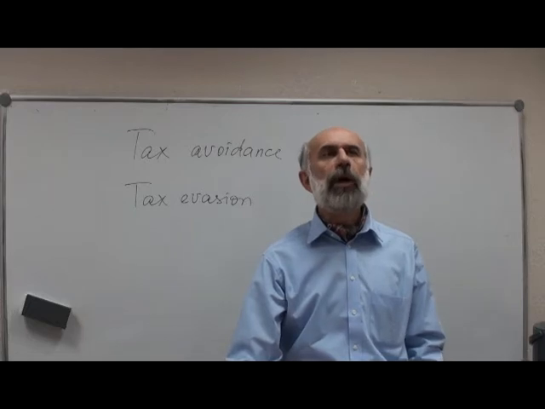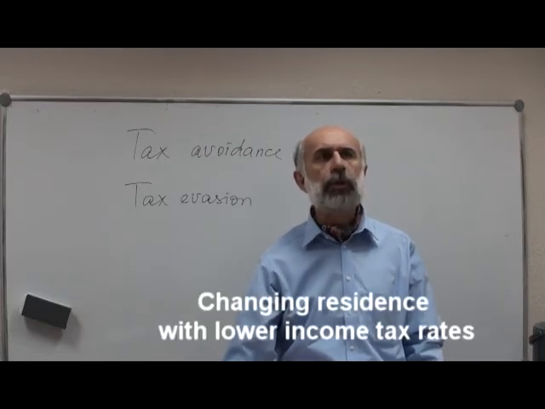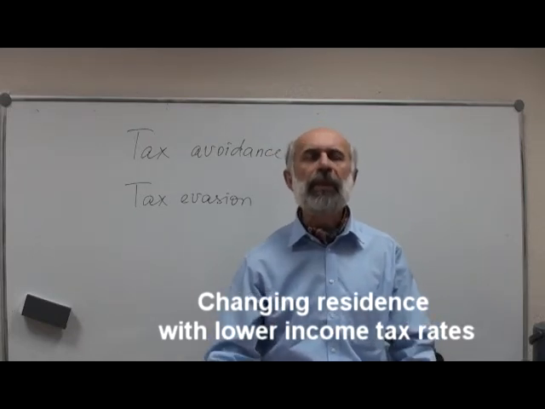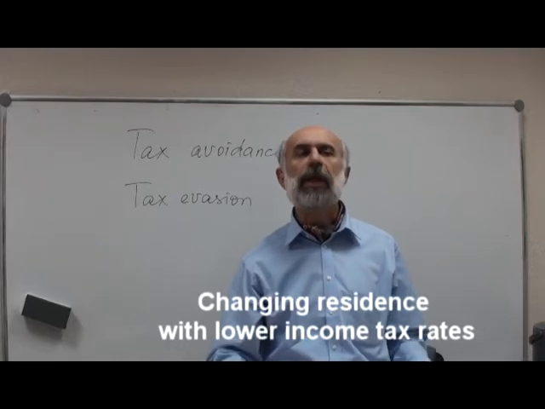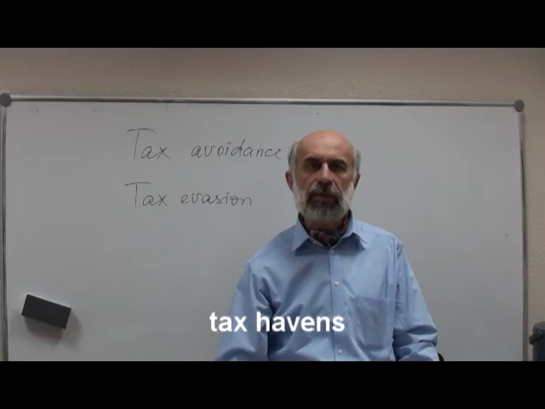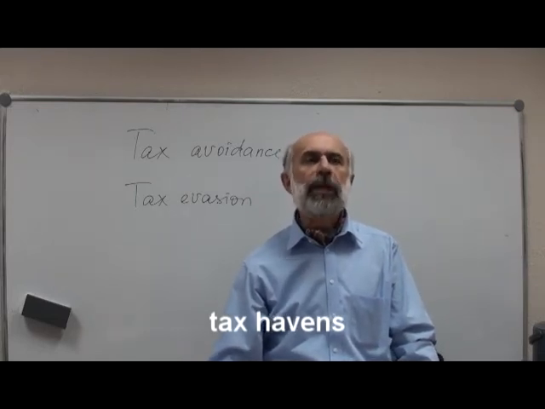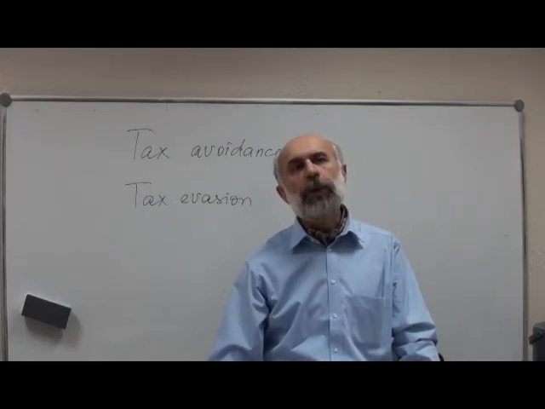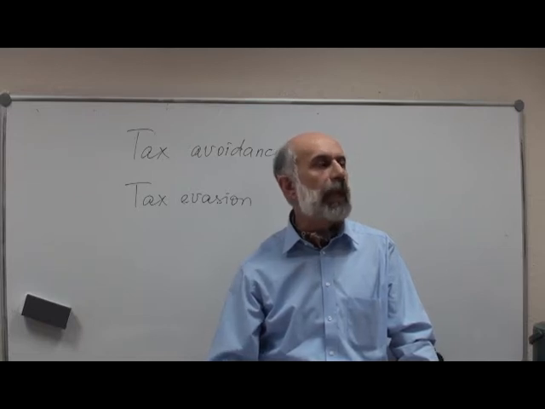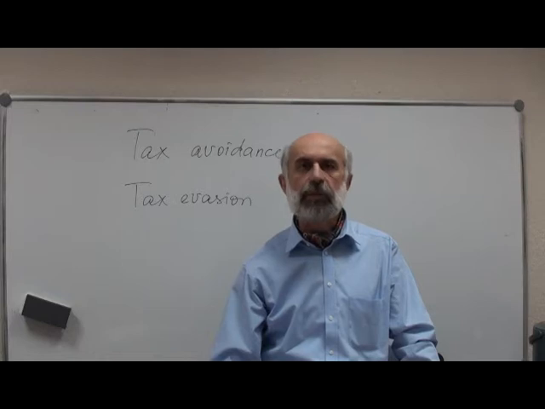Typical examples are where an individual changes their tax residence to a country which has a lower income tax rate, for example the Cayman Islands and a country like that. These sorts of countries are known as tax havens. An individual might also want to transfer assets to a company which the individual indirectly or directly owns, and this would also be a way of minimizing the tax bill.